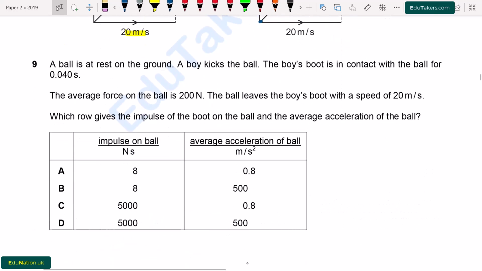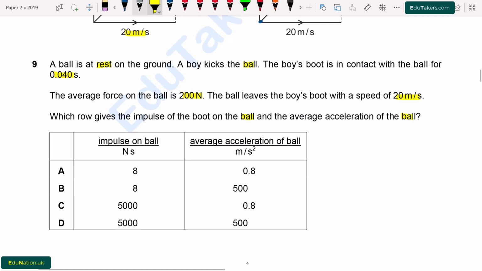Question number 9. A ball is at rest on the ground. A boy kicks the ball. The boy's foot is in contact with the ball for 0.040 second. The average force on the ball is 200 Newton. The ball leaves the boy's foot with a speed of 20 meter per second. Which row gives the impulse on the ball and the average acceleration of the ball?